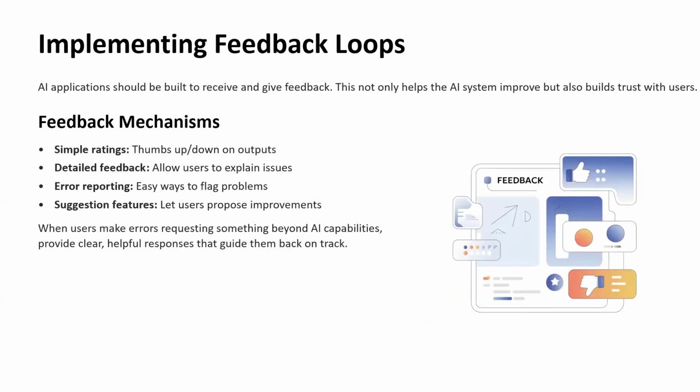So implementing a feedback loop would allow for simple rating. So you could allow a thumbs up icon. So we're talking about user interface. Allow for a thumbs up icon, which allows the users to click thumbs up or down based on the output. Provide an option for the users to write detailed feedback to explain what issues they came across, error reporting, easy ways to flag problems, suggestion features, let users propose improvements for us.